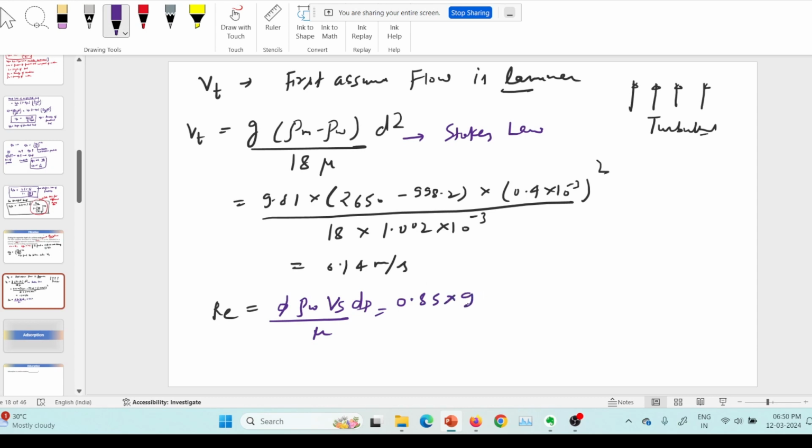Pi into 998.2, 4 into 10 to the power. This was the velocity. We need to take this velocity. So this is not the filtering velocity, because here we are checking for Stokes law. This will be the settling velocity here.